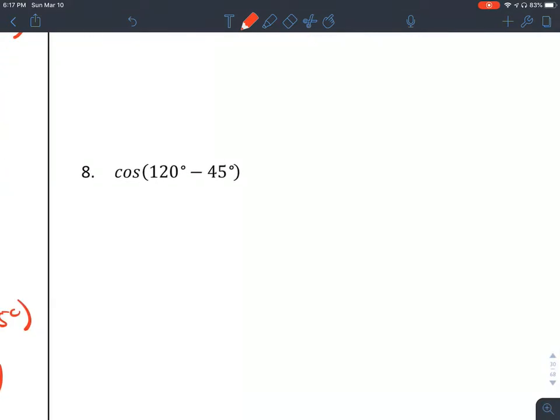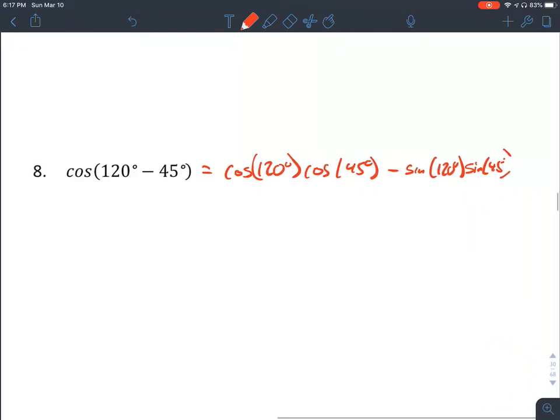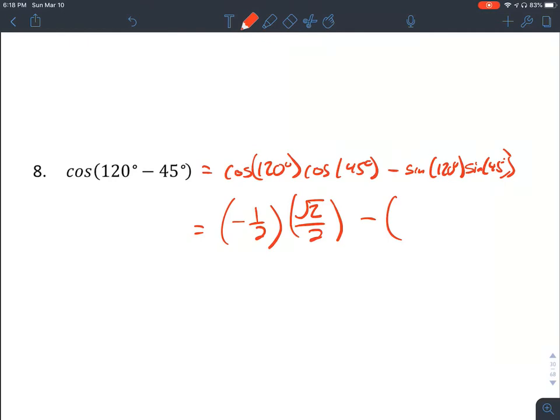Number 8, cosine of 120 minus 45, that's going to be equal to cosine of 120 degrees times cosine of 45 degrees minus sine of 120 degrees times sine of 45 degrees. Cosine of 120 is in quadrant 2, reference angle 60, that makes this negative 1/2. Got to know unit circle, folks. Cosine of 45, square root of 2 over 2. Sine of 120 is in quadrant 2, sine's positive in quadrant 2, that is square root of 3 over 2. And sine of 45, that's square root of 2 over 2.